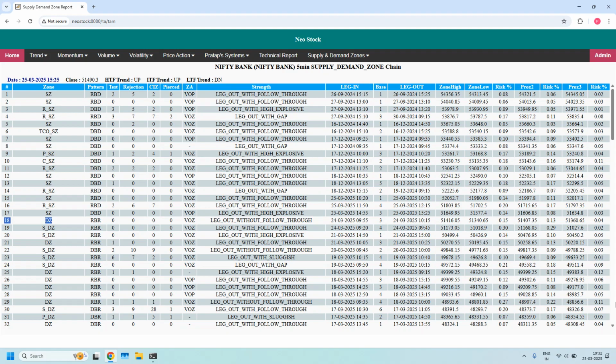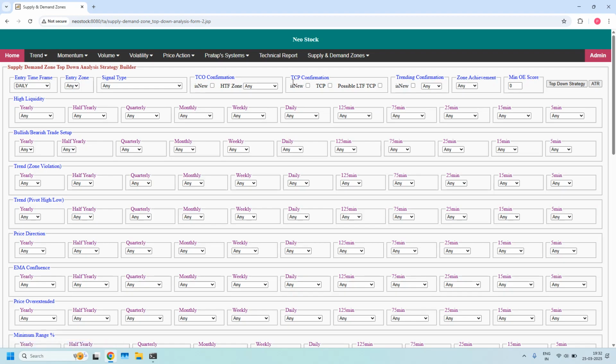Next we will generate bullish and bearish trade setups for monthly, weekly, daily and hourly income trades. First, bullish trade setup for monthly income trade. Entry time frame daily, entry zone demand zone, bullish or bearish trade setup at entry time frame daily.